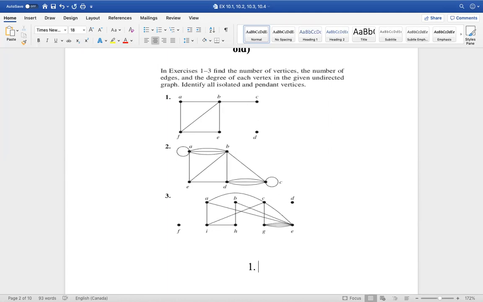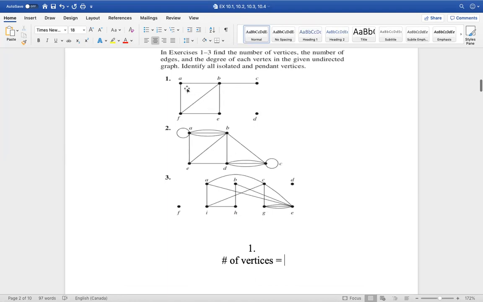For question number 1, the number of vertices is basically 6: A, B, C, D, E, F. The number of edges we just count: 1, 2, 3, 4, 5, 6. So they're all 6.